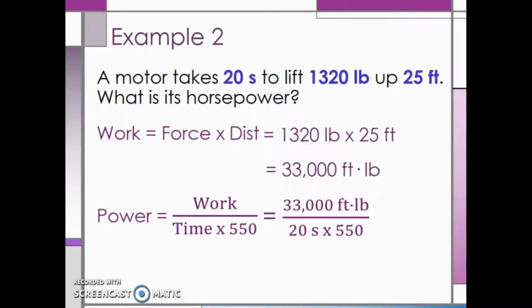Don't forget to use parentheses around 20 seconds multiplied by 550 when you are dividing. Otherwise you won't end up with the correct answer, since your calculator doesn't recognize the order of operations you are intending. When we divide, we should get 3.0 horsepower for the power.